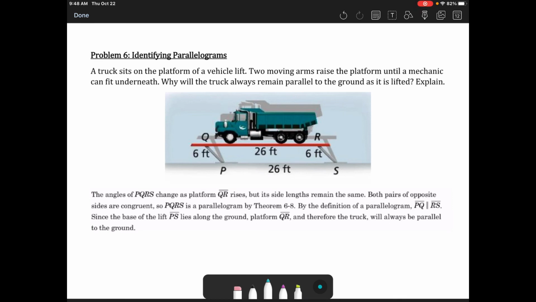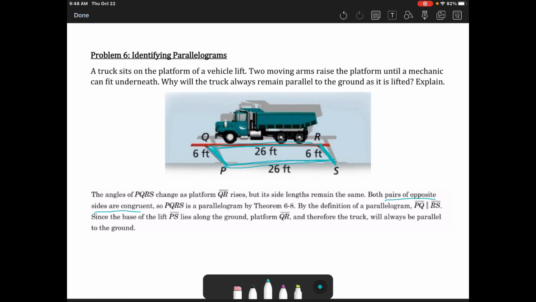But its side lengths remain the same. So the side length between here and here and the platform will not change, and then the arm length will never change. Okay, so even though it's lifting, it may be higher, it may be lower, so the angles might change, but both pairs of opposite sides are congruent. So PQRS is a parallelogram by theorem 6-8, which again states that opposite sides are congruent.